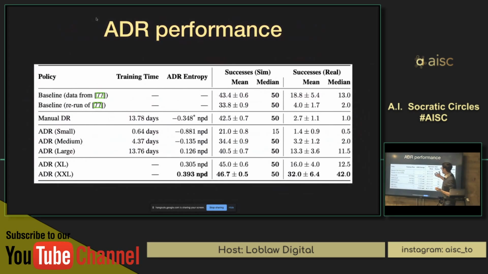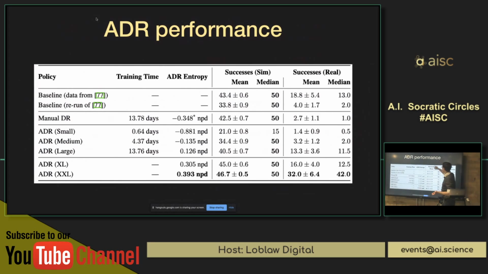This is how well it performed at different levels of ADR. ADR small, medium, large, XL, and XXL refer to training time. You train longer. And the other thing is how much ADR entropy you allow, how long the schedule goes. XL is the longest, and they perform the best.